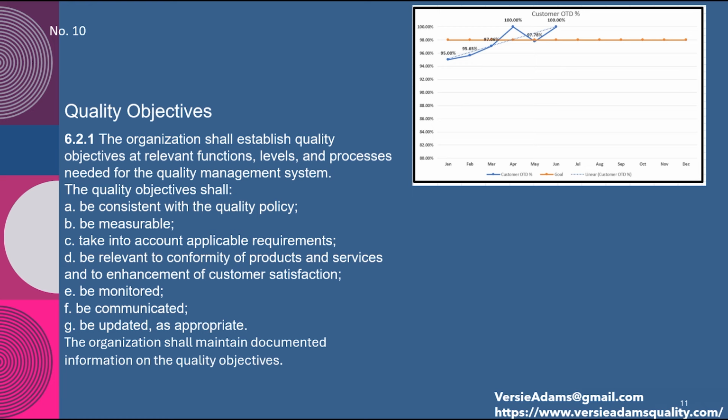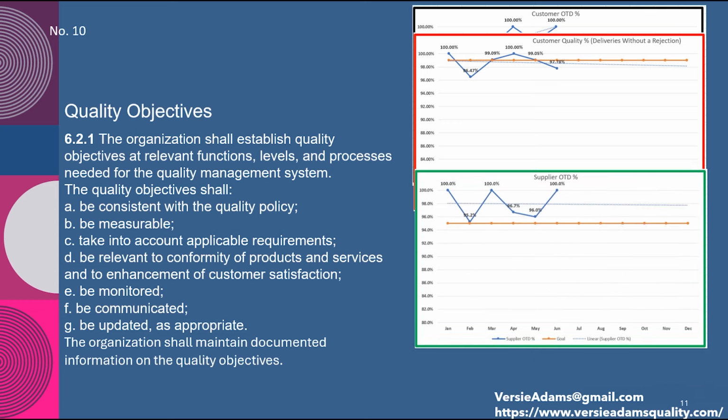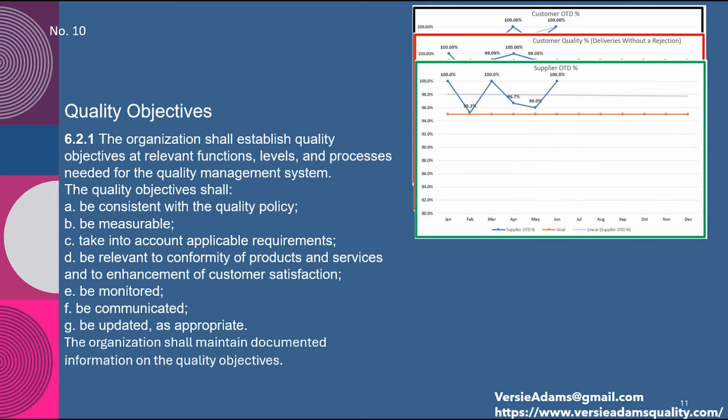Okay, another one we have here is a quality objective on customer quality. Again, it's measurable, it's monitored on a monthly basis and updated. As you can see, it's updated through June. Another one, very similar, again, measurable. We're measuring supplier on-time delivery in this case, and the goal is 95%. And the actual is represented by the blue line and is measured on a monthly basis and updated. Again, in this case, it's updated through June.